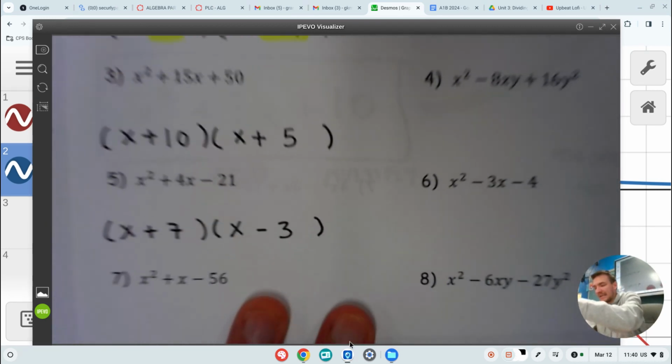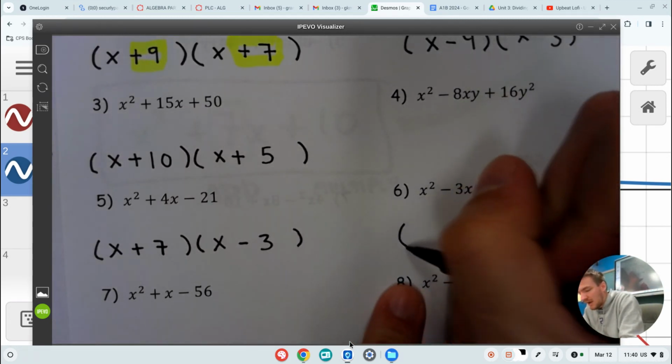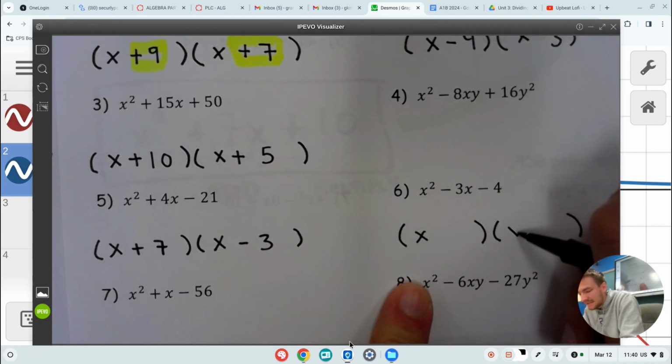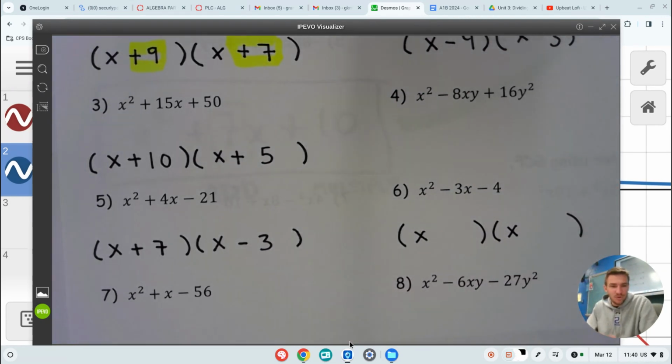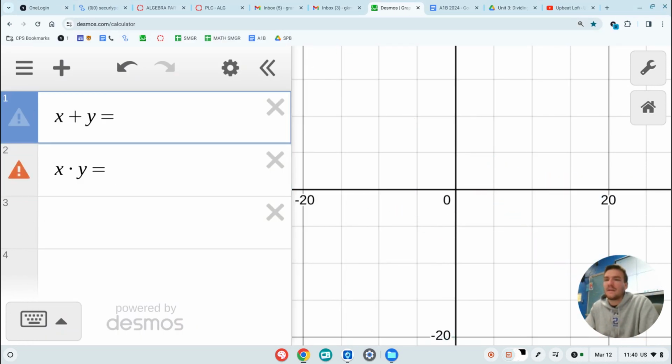So, I'm going to give you guys a second, maybe 30 seconds. I want you to try number 6, parentheses with an X, go to Desmos, delete out this other stuff, and then put in the 2 other numbers, -3 and -4. Try it out, use Desmos. I'll give you another 25 seconds or so.